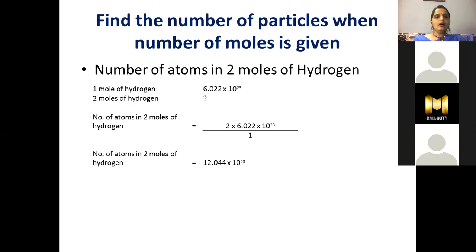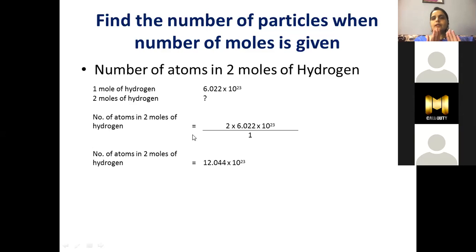So the aim is to find the number of particles when the number of moles is given. Okay, when the number of moles is given, we are supposed to find the number of particles. So what is the first problem? Number of atoms, we have to find the number of atoms in 2 moles of hydrogen.